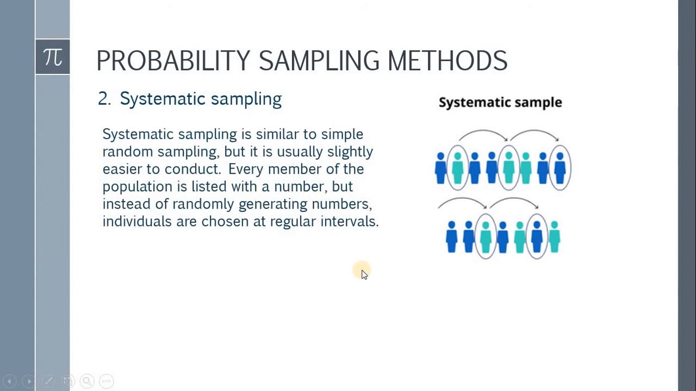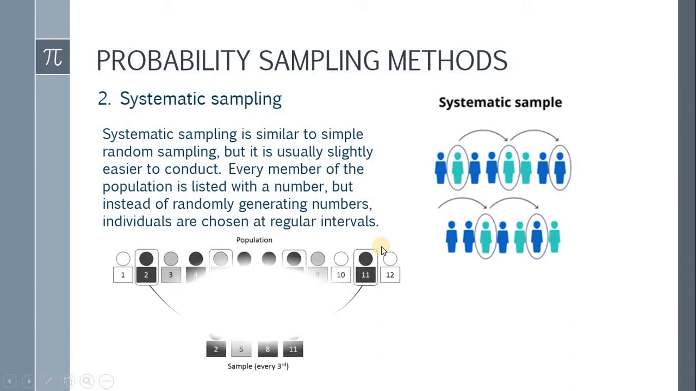Systematic sampling is similar to simple random sampling, but it is usually slightly easier to conduct. So, paano gagawin natin doon? Every member of a population is listed with a number, but instead of randomly generating numbers, individuals are chosen at regular intervals. So, ano ibig sabihin ng regular intervals? Ito yung another example. So, kung meron kang population, let's say 12, bigyan mo sila ng number, okay, 1 to 12.